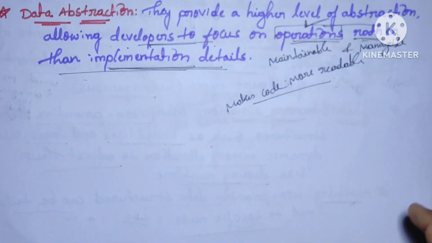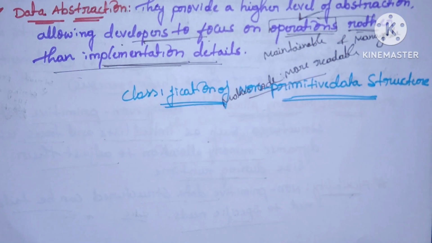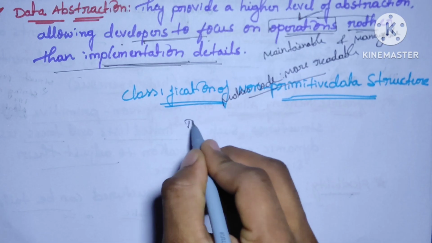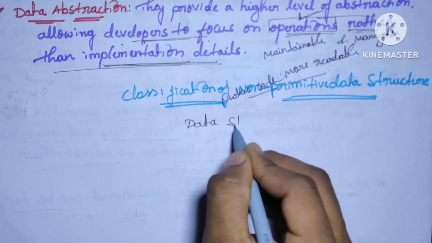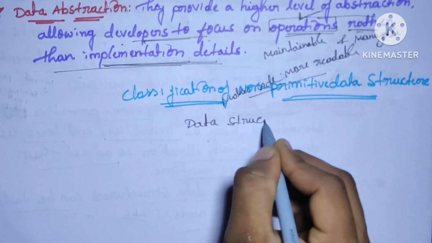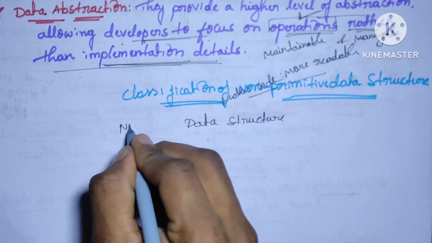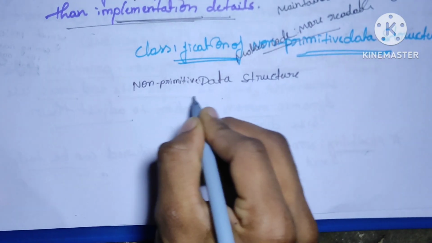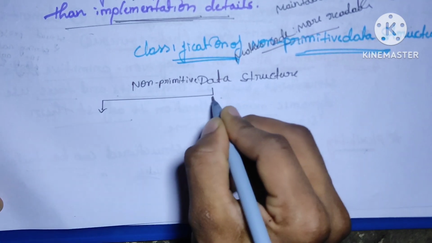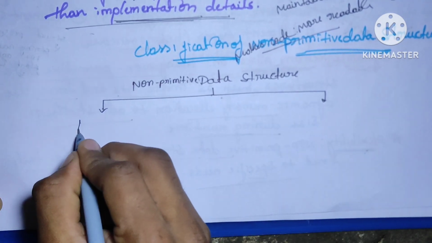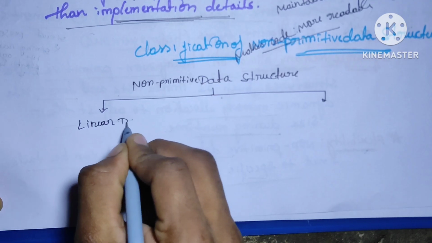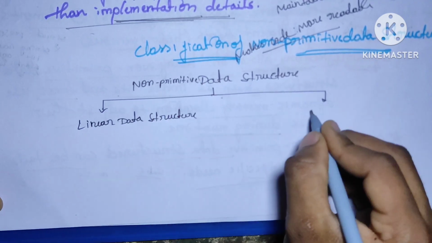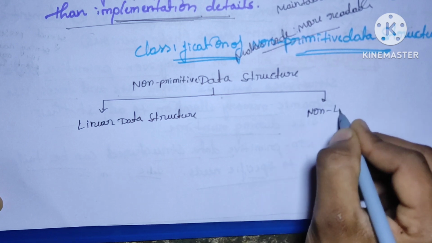We will go for the classification of non-primitive data structures. Majorly we have two types. Basically the non-primitive data structure will be divided into two types: one is the linear data structure, and the other is the non-linear data structure.